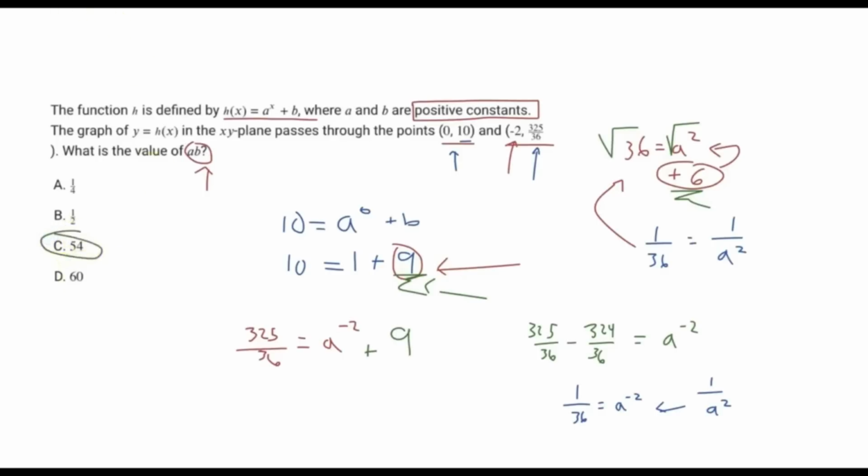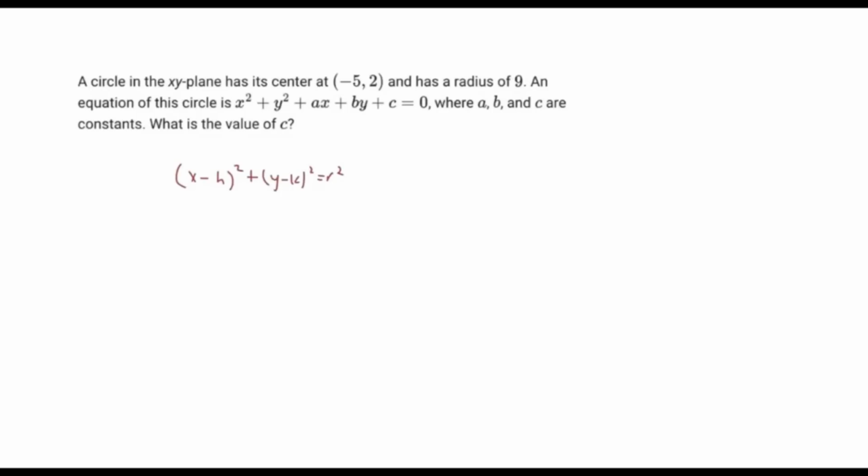Alright, so the next problem says a circle in the xy plane has a center at those coordinates of negative 5, 2, and has a radius of 9. The equation of the circle is x squared plus y squared plus ax plus by plus c equals 0, where a, b, and c are constants. What is the value of c?